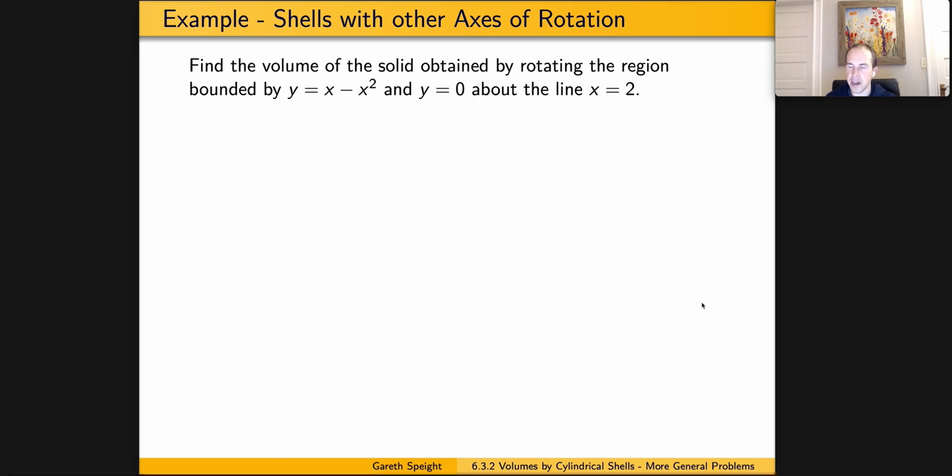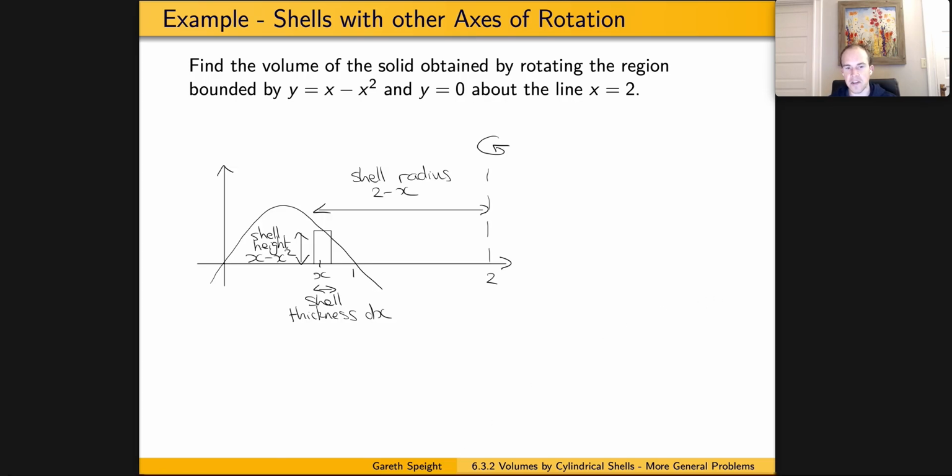So the only thing that's really going to change is going to be the shell radius, right? So here is our shape. We have y equals x minus x squared. It runs from x equals 0 to x equals 1. That's where it intersects the x-axis, y equals 0. And now we have to think, the line x equals 2, is it more like the x-axis or more like the y-axis? Okay, x equals 2 is a vertical line, and the y-axis is a vertical line. So this is going to be more like when we were revolving around the y-axis.